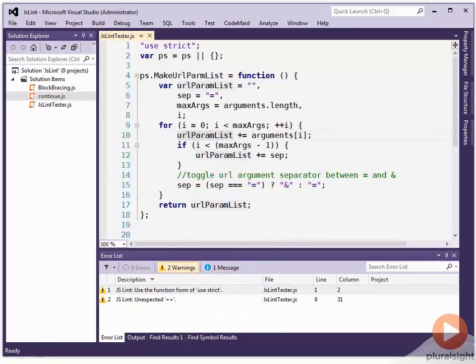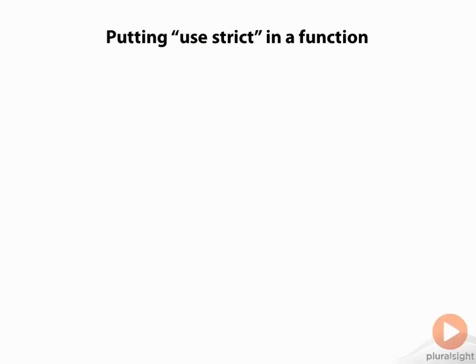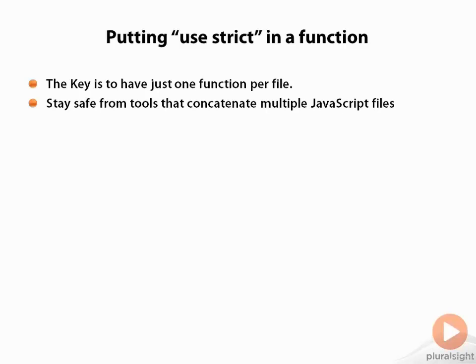So let's go back to the PowerPoint presentation. If you have a lot of functions, it's going to seem ridiculous to put a useStrict inside every function. The trick here is to have only a single function per file. This is more important than it might appear. Tools that combine multiple JavaScript files to limit the number of HTTP requests can change your program behavior depending on whether the first file specifies useStrict or not.